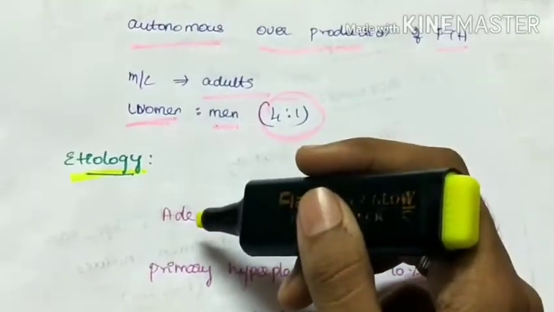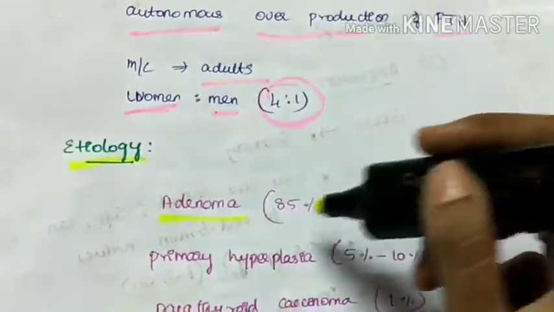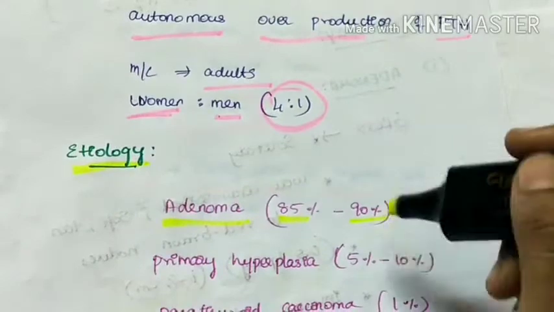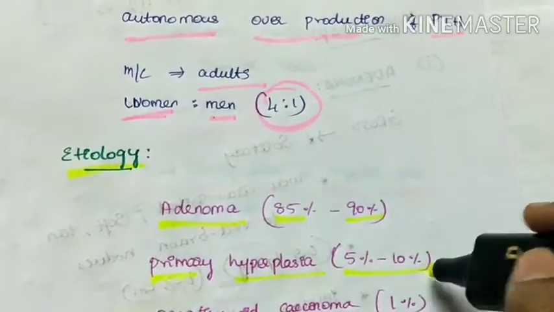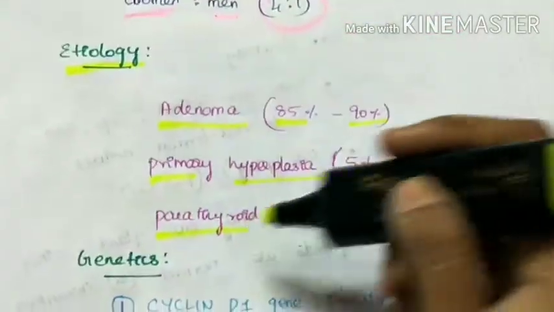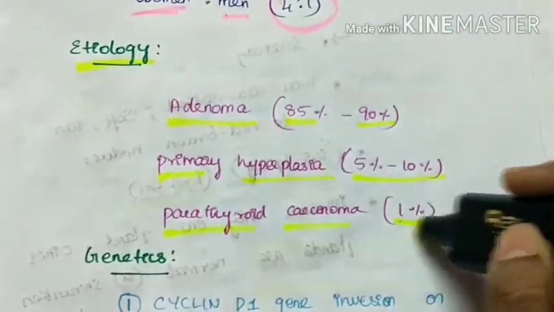Etiology, there can either be adenoma in 85 to 90% of cases. There can be primary hyperplasia of the parathyroid gland in 5 to 10% of the cases, or there can be parathyroid carcinoma in approximately 1%.